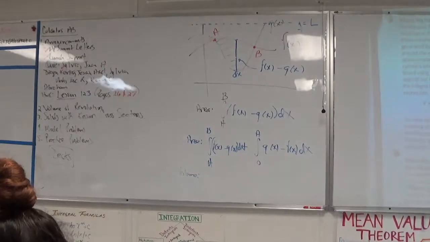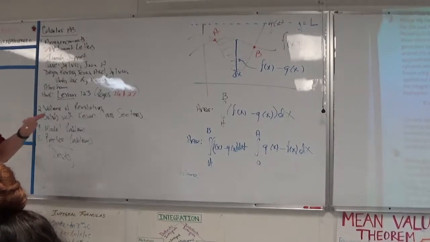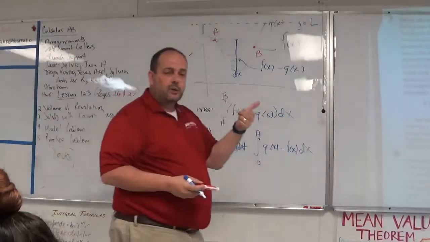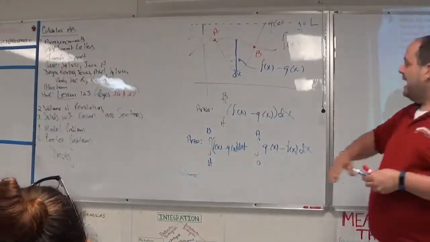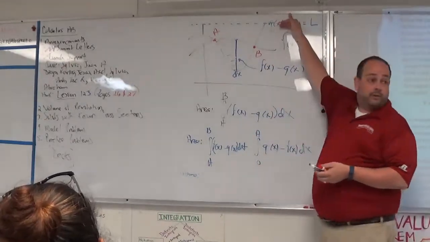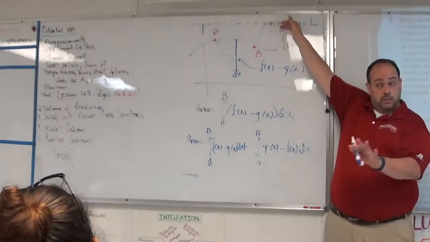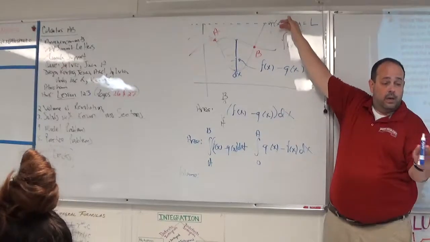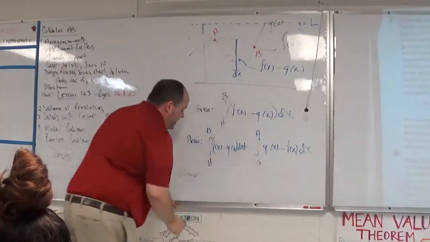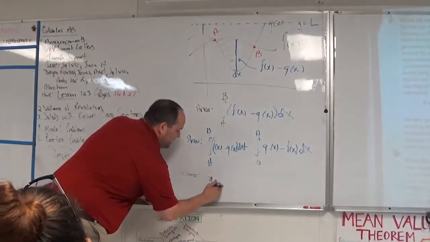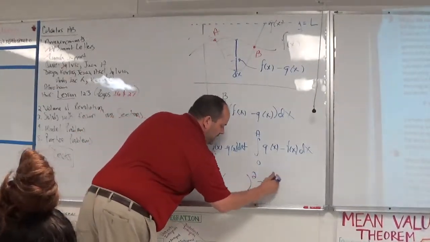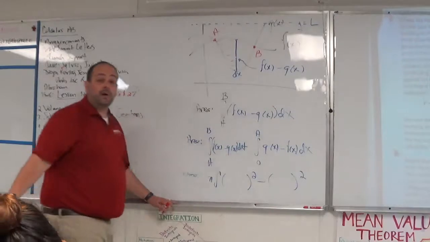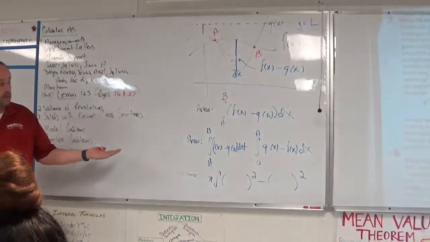Questions that I would hope you would ask yourself first are, hollow or solid? Imagine that region spinning around not your x-axis, but the line y equals L. Hollow? Yes. Everybody good? Okay, hollow. So volume, because this is hollow, it's going to be pi times an integral. We need the big radius squared minus the small radius squared. This is what we're looking at.